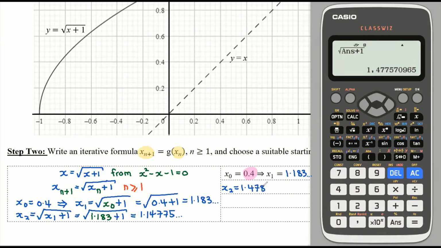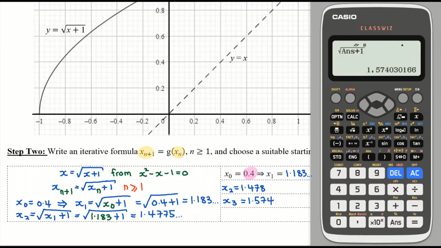And I've just realized I've put an extra 1 in on there, which I shouldn't have done. Let's just rectify that. So it should be 1.4775. My apologies there. Okay, so that's x2. Now to get x3, without doing all that clunky work, I just press equals again. There's the next one. So this is going to be x3, which is 1.574. Okay, we'll keep it like that.